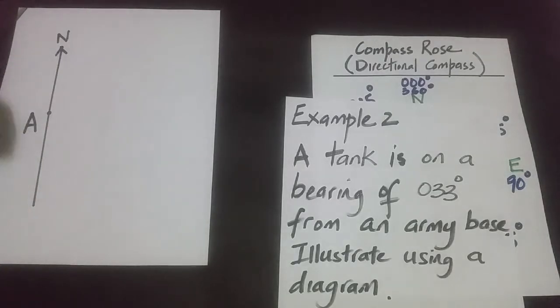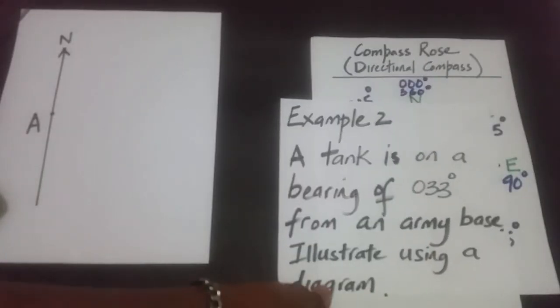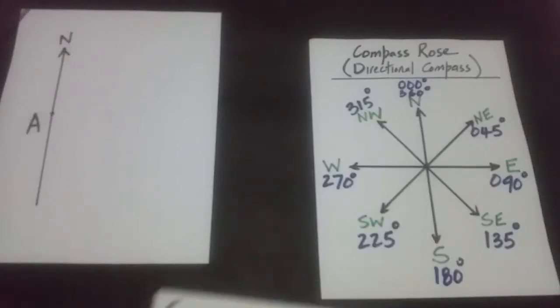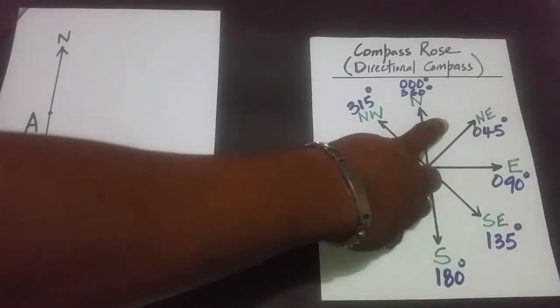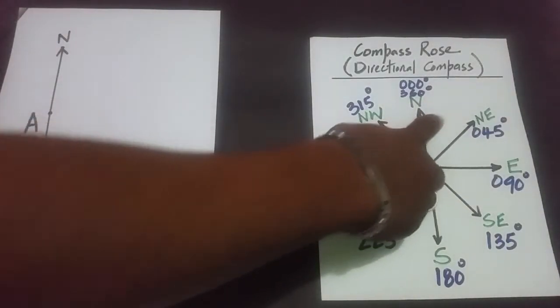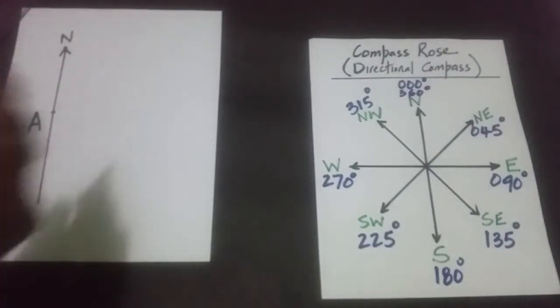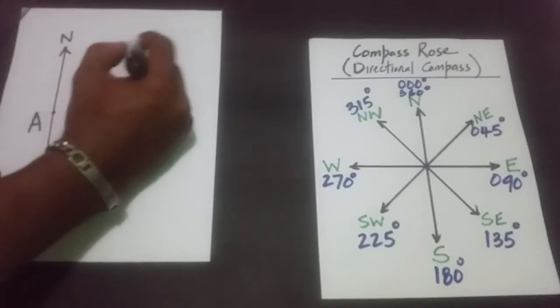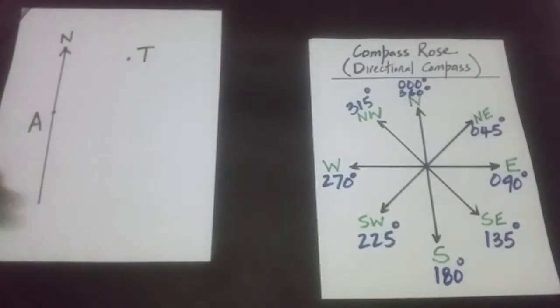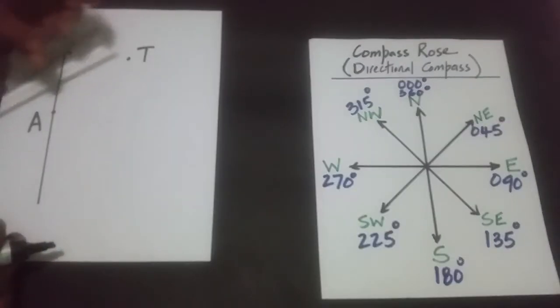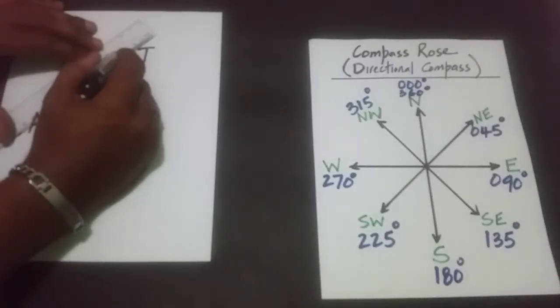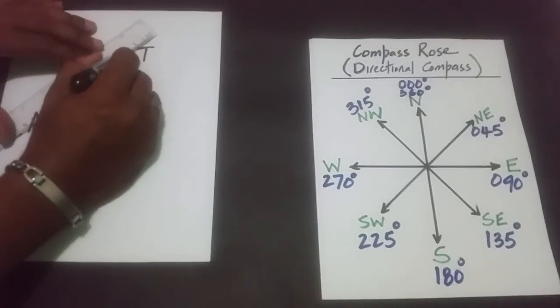Now all we need to do is find out where the tank is, which is on a bearing of 033 degrees, and clearly a bearing of 033 degrees will be somewhere in this area. So it means then that the tank is somewhere up here. So I simply need to indicate that up here is where the tank is. And then what I'm going to do now is connect the tank to the army base, which is like this.